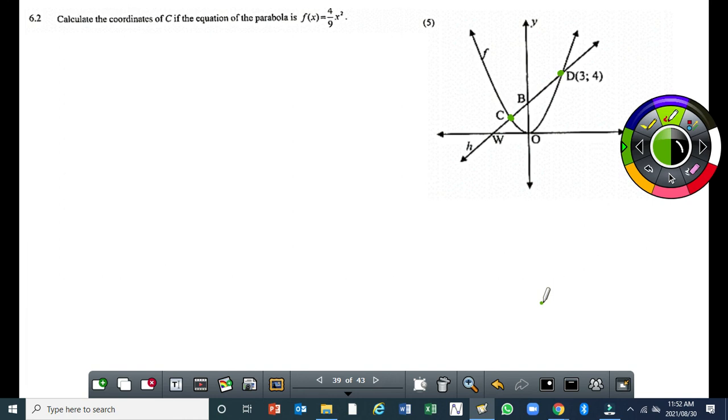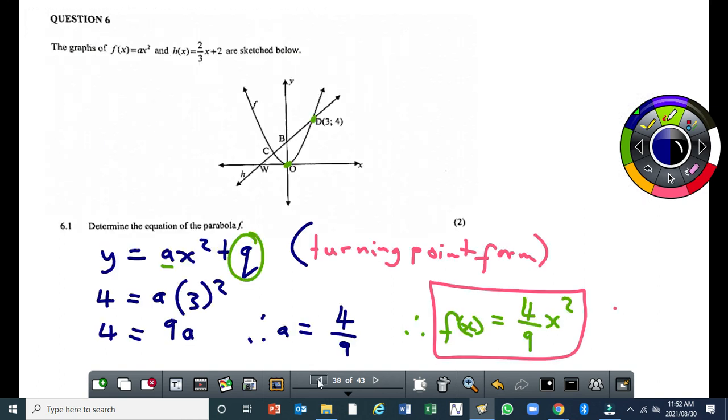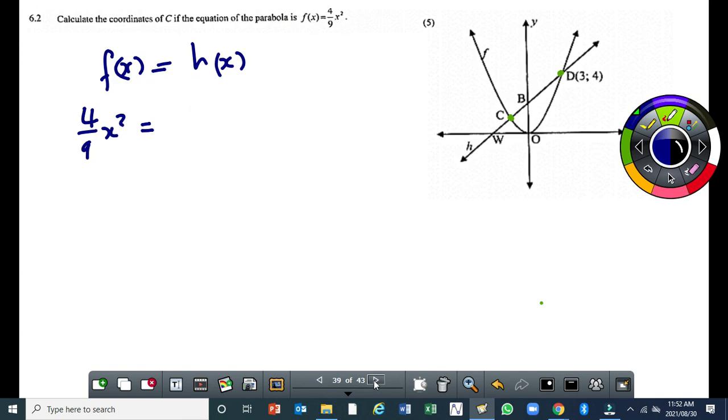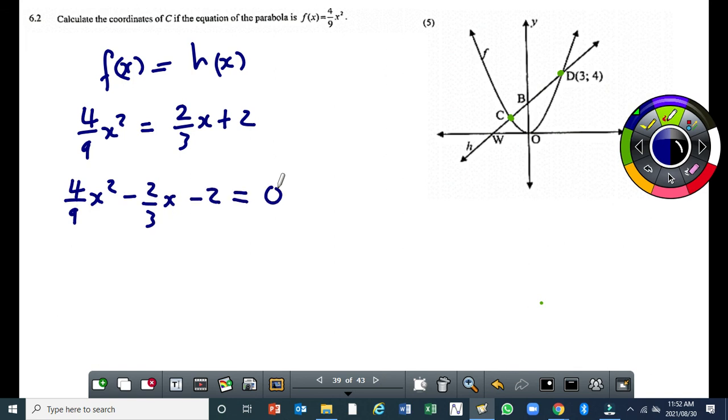Now, it's very important for you to know that where the two graphs intersect, we have f of x being equal to h of x, right? So f of x, its equation is 4 over 9 x squared. The equation of the straight line is 2 over 3x plus 2. So we need to solve this. It's going to be a quadratic equation, so it will be 4 over 9 x squared minus 2 over 3x minus 2 equals 0.